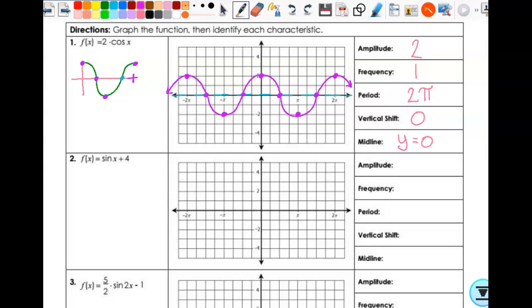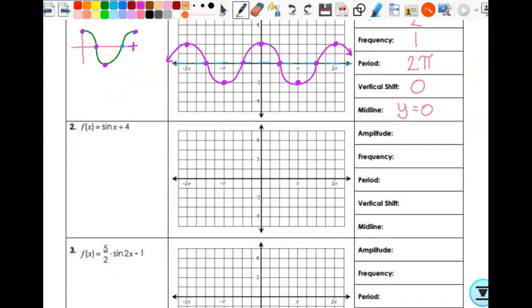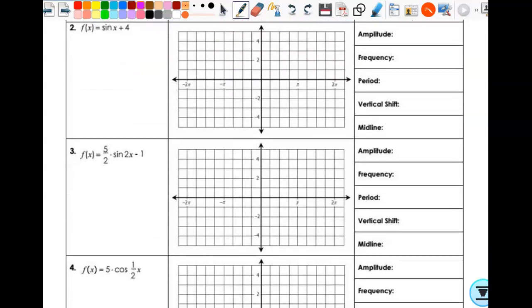What questions you got? Easy enough? No matter how you stretch, shrink, move, flip, whatever, everything is happening proportionally. So if you can get the beginning and the end and half, half, half, you got it down, okay? So let's do one that has a shift, and then we'll do some that mix it all up.